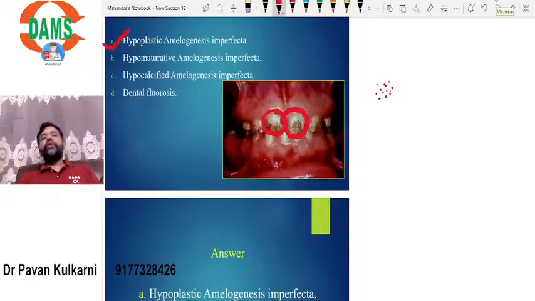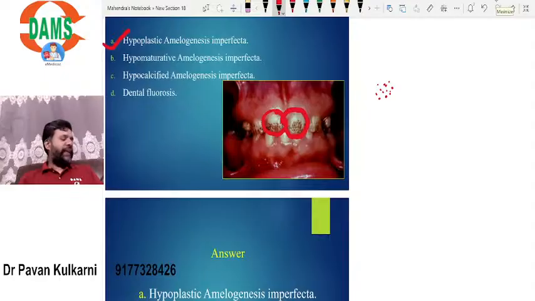So we know that amelogenesis imperfecta is basically the hereditary type of enamel hypoplasia. Enamel hypoplasia can be because of hereditary or environmental causes. Hereditary enamel hypoplasia is also known as amelogenesis imperfecta.